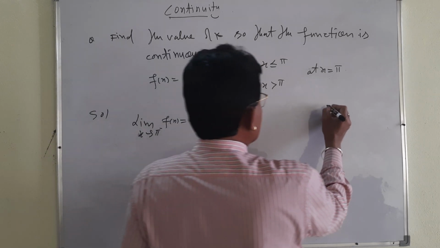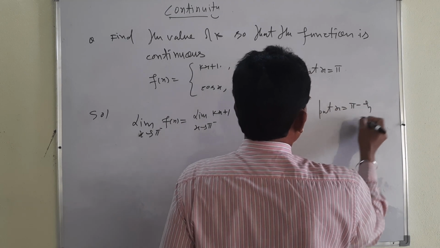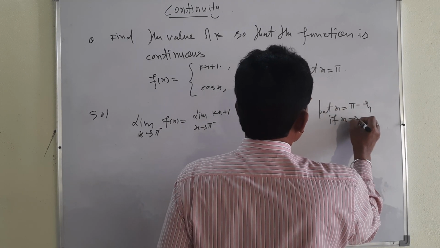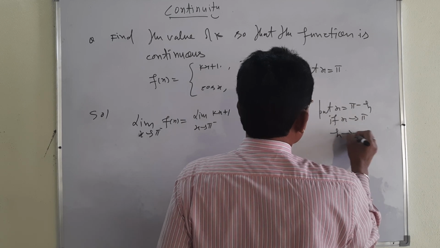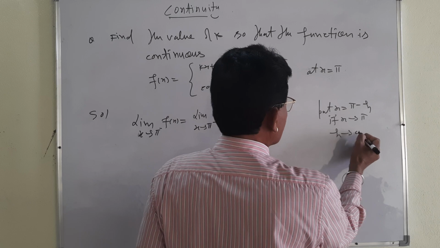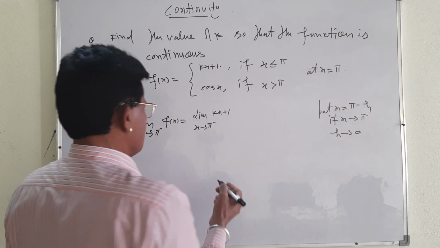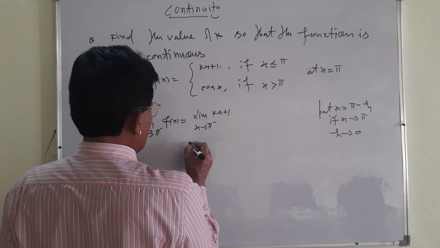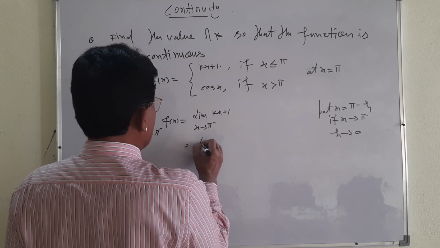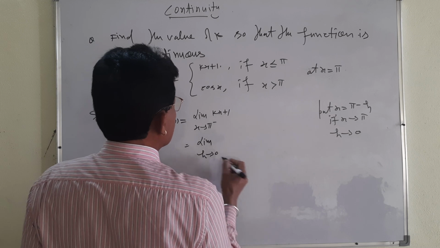Put the same method: x is equal to pi minus h. If x tends to pi, h tends to 0, because in place of x we write pi minus h. Same, simple question, simple method. Don't feel that it is difficult. It will be limit h tends to 0, as I have mentioned already.